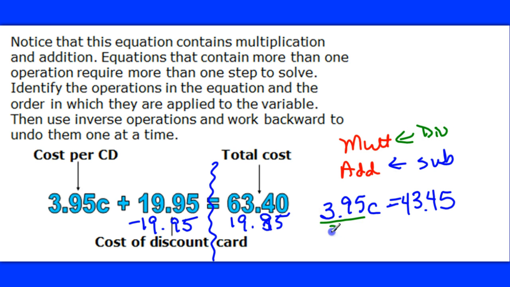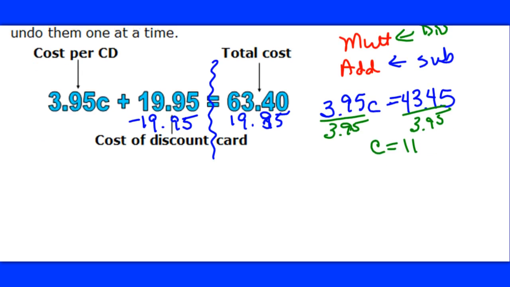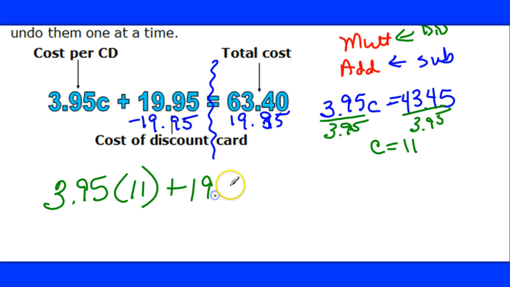Then, to get rid of the multiplication, we are going to divide. So we're going to divide both sides by 3.95, and we get C is equal to 11. Now, remember that you can check that. So I'm going to go on my calculator. I'm going to go 3.95 times 11 plus 19.95 to check this. And when I hit enter, I get 63.4, and there's your answer.